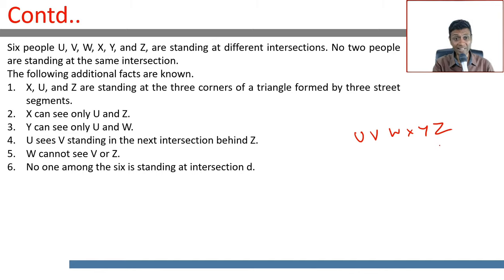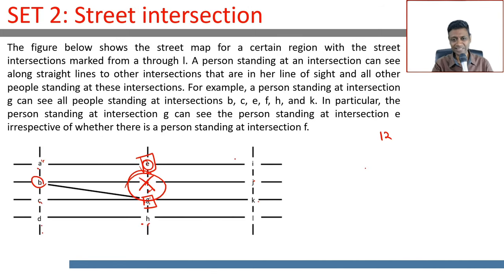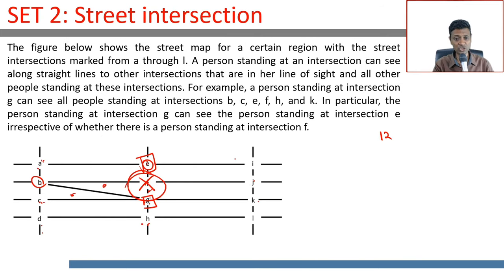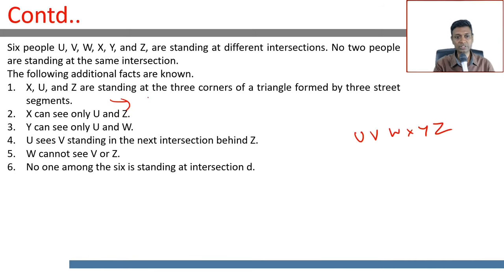Six people, U, V, W, X, Y, Z, are standing at different intersections. No two people are standing at the same intersection. The following additional facts are known. X, U, and Z are standing at three corners of a triangle formed by the three street segments. Only triangles formed are here and here. So straight away, this is referring to either BCG or BFG. These three, X, U, Z, are at BCG or BFG.